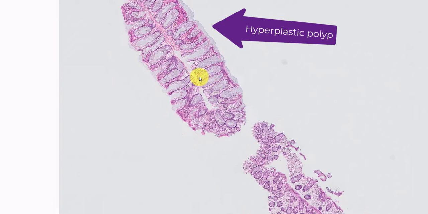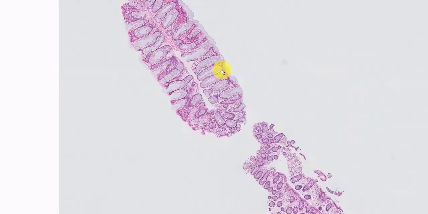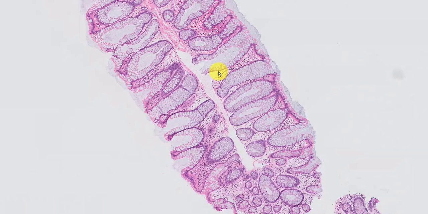And what is different is that the crypts are far longer and there are a lot more goblet cells in there. This is a goblet cell rich hyperplastic polyp. So a couple of things to remember with goblet cell hyperplastic polyps. It is so easy to dismiss this as nothing. In fact, you can see a few normal colonic crypts.